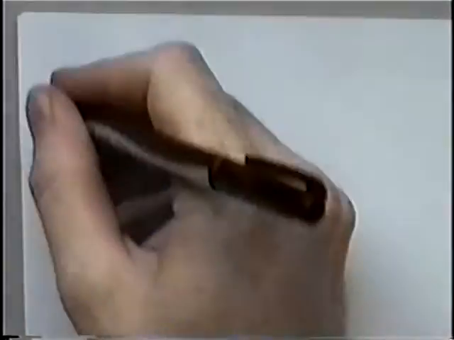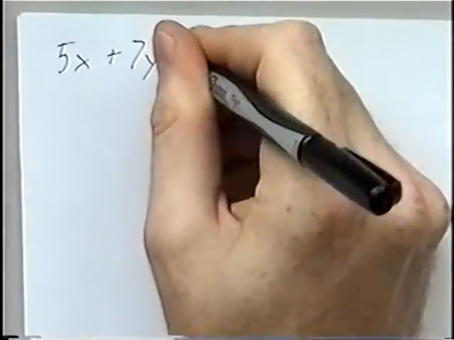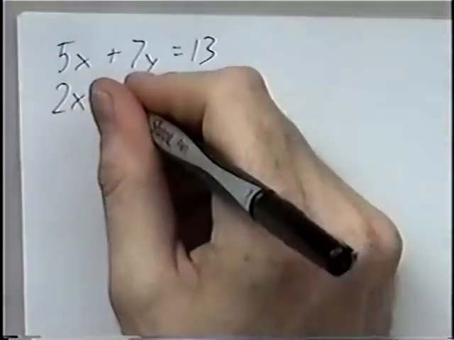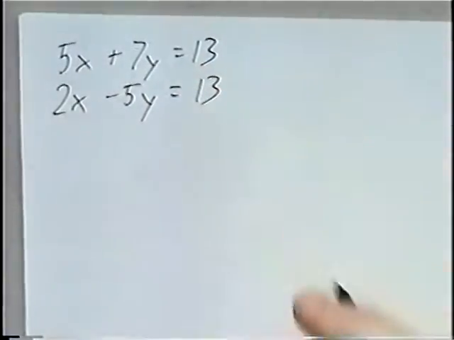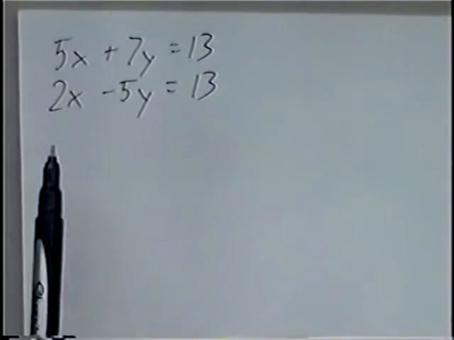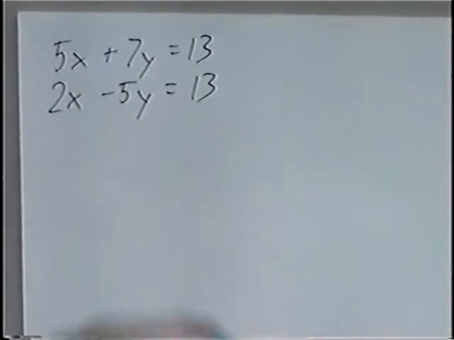The problem for this section is 5x plus 7y equals 13, and the second equation, 2x minus 5y equals 13. And again, instead of using substitution or elimination, you could use Cramer's rule by finding the matrices and determinants and solving for x and y.